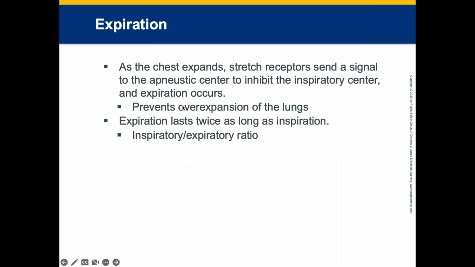All right, expiration. As the chest expands, stretch receptors in the chest wall and the bronchioles send a signal to the apneustic center via the vagus nerve to inhibit the inspiratory center, and expiration then occurs. What cranial nerve is the vagus nerve?